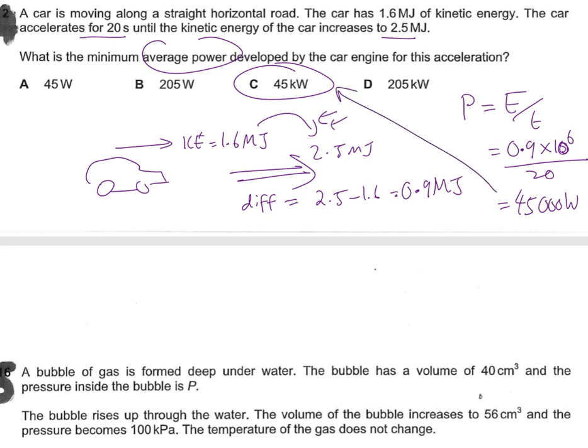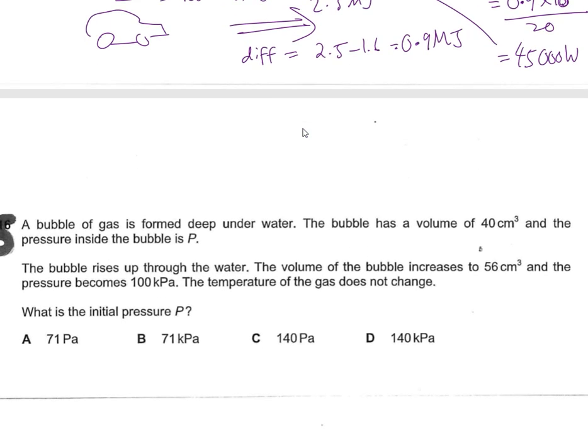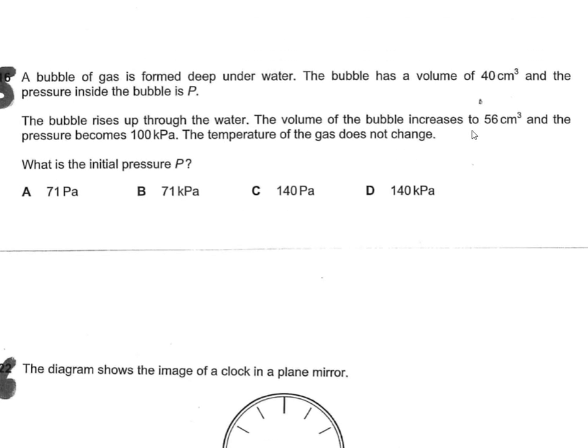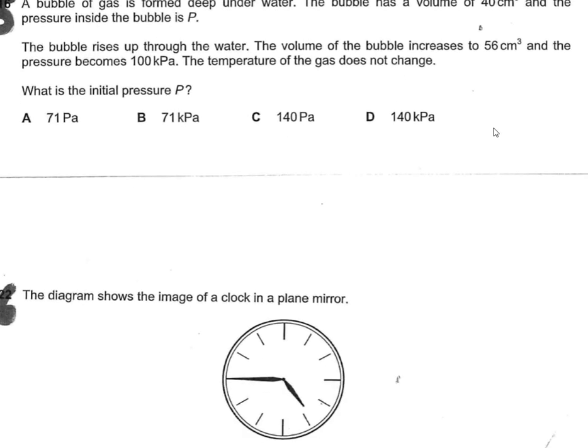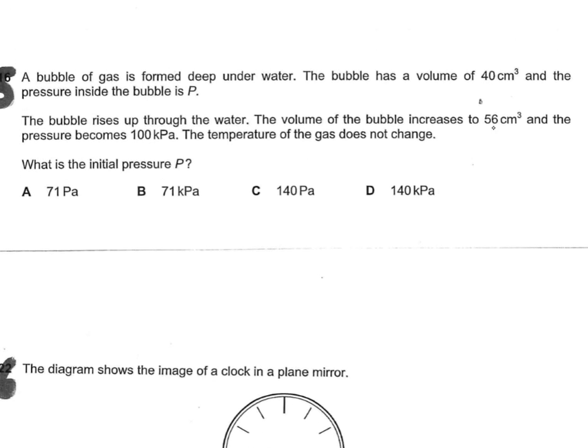So I need to see your answer in this case. All right, now this one we have a bubble of gas. The bubble has a volume of this, so this is V1, and the pressure inside is P1. Now it rises up through the water, the volume increases to this, so this is V2, and the pressure becomes P2. So work out this one.